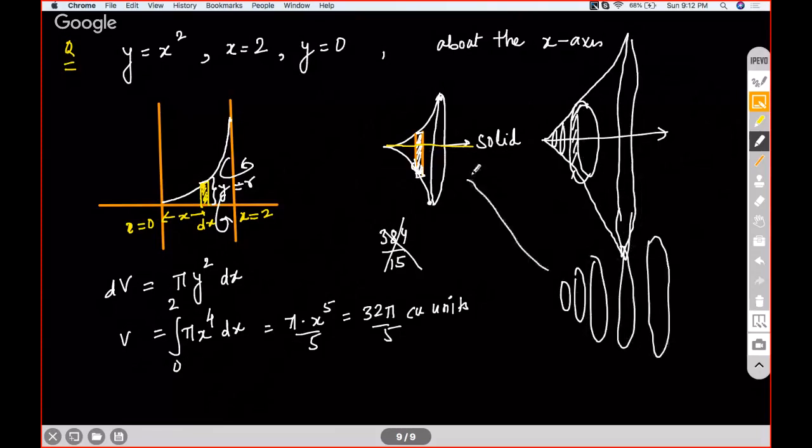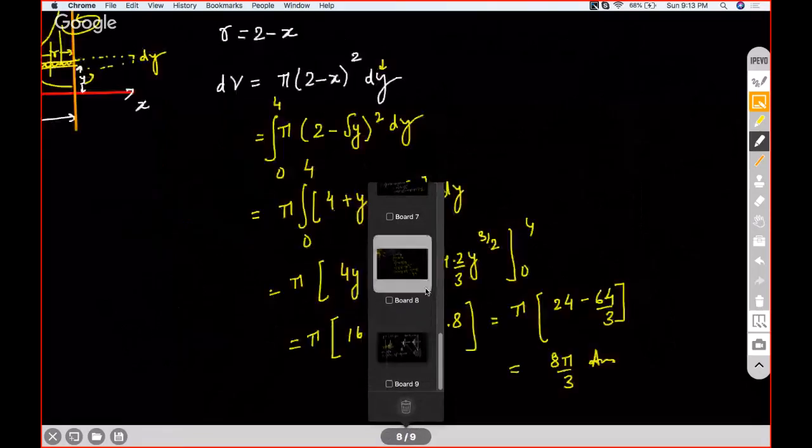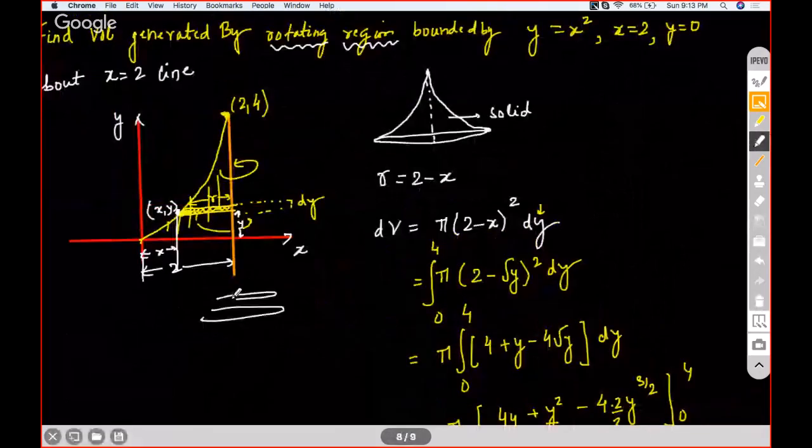See, what is your radius? But honestly, why did you take 2 minus x in the previous question? Because it's rotated about the line x equals 2, not the x-axis. Your disks are created like this, Shreya. Understood? So this radius will depend upon the distance from this line.